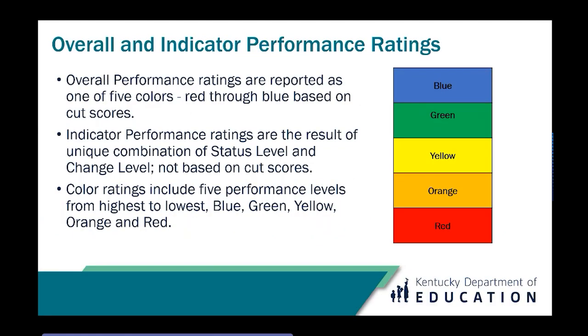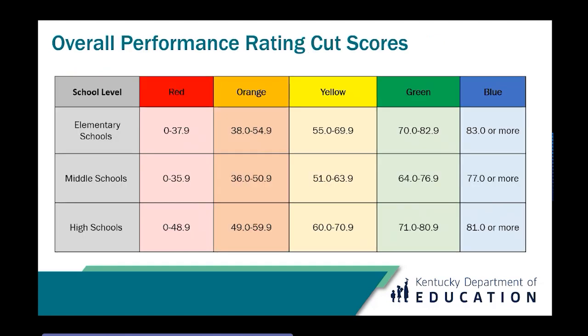The overall performance rating combines performance on the state indicators for elementary, middle, and high schools. These ratings will be communicated using a color rating system where blue represents the highest rating and red represents the lowest rating. The five performance levels from highest to lowest are blue, green, yellow, orange, and red. Indicator performance ratings are also reported as colors, the result of unique combinations of status and change levels, not based on cut scores. These are the overall performance rating cut scores. These cuts were established in 2023 through a standard setting process and have not changed.